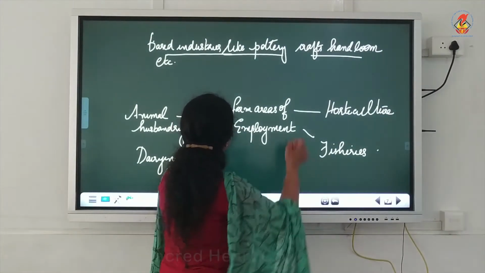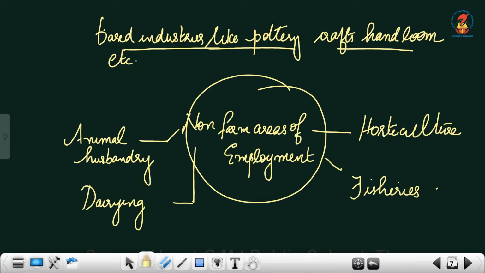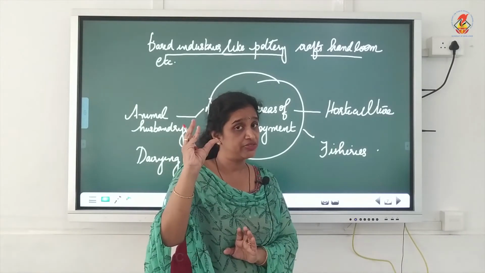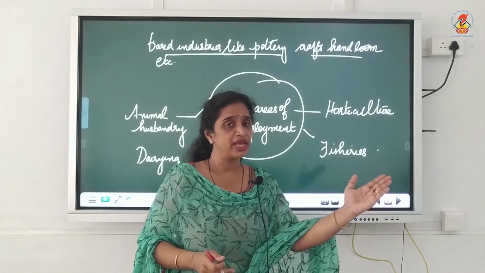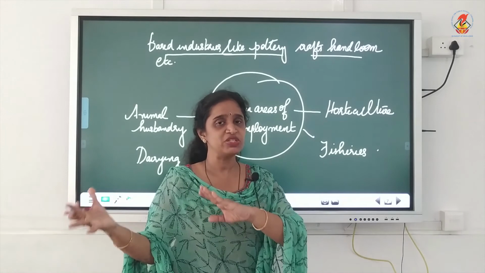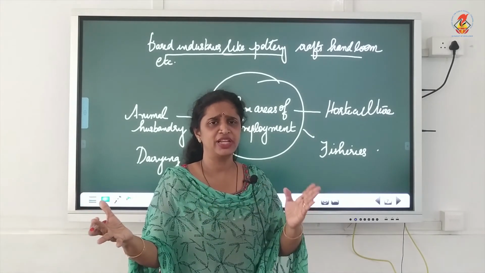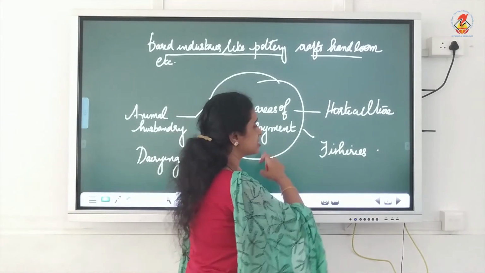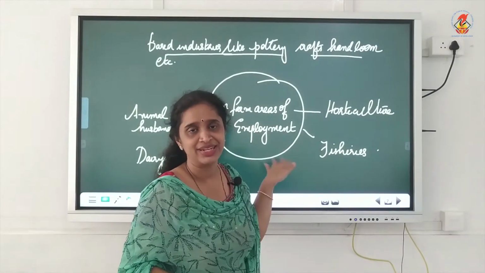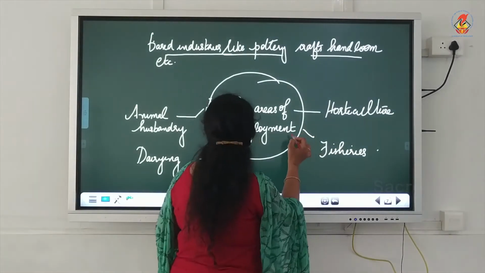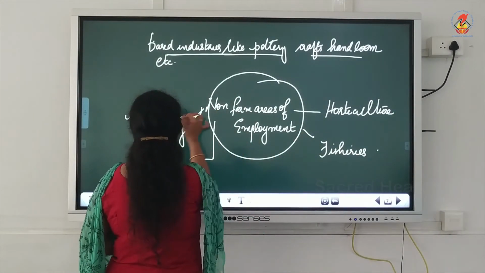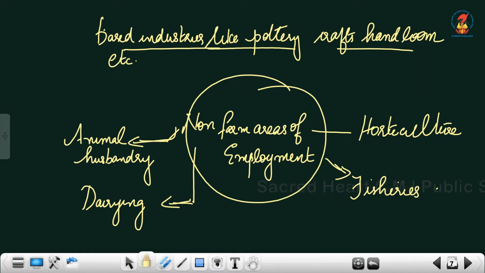Now, non-farm areas of employment. So, now we will see what are those non-farm areas of employment. The diversification of productive activities means shifting of workforce from farm areas to non-farm areas. Which are the non-farm areas, which I explained to you now, but we will be doing a schematic representation of non-farm activities here. Which are the non-farm activities? Non-farm activities include animal husbandry, dairying, then fisheries and horticulture. There are so many others.